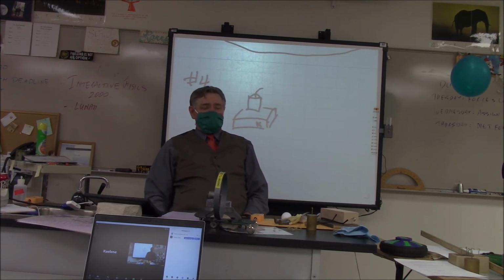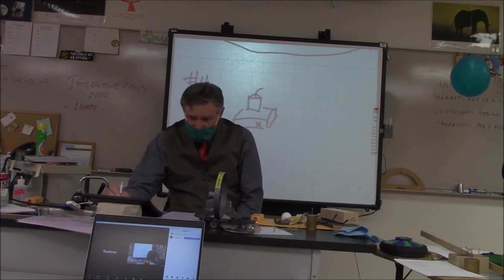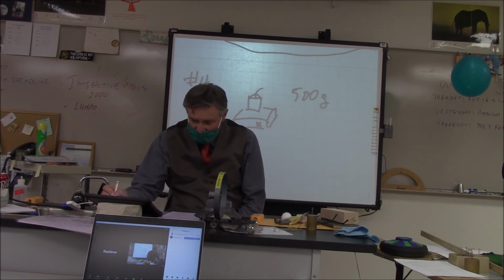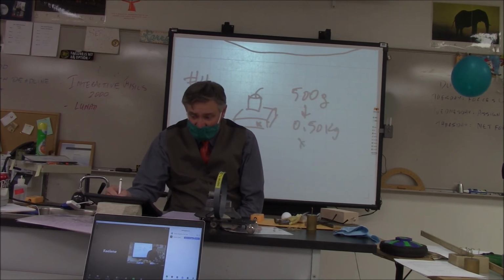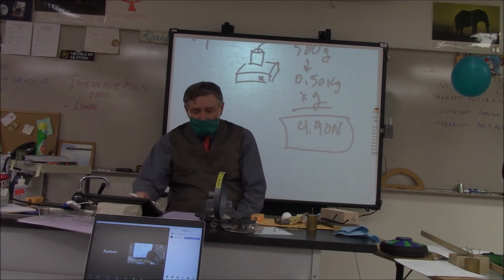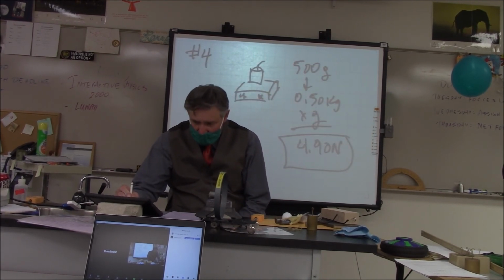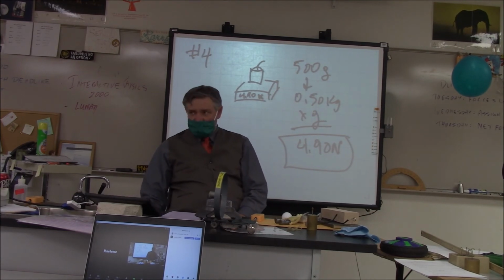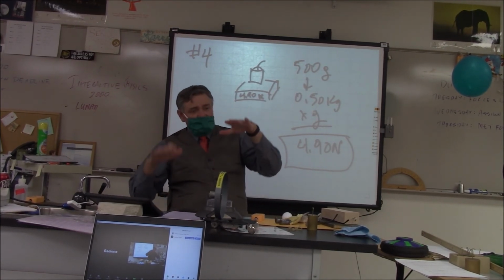Acceleration caused by gravity is negative 9.8. And the mass is going to be 500 grams, but we need to change that into kilograms. So is it 5 kilograms? Oh, no, 0.5 kilograms. Let's go with 0.5, divide by 1,000, multiply that by g, I get 4.90 newtons. Okay? So the reading on the scale should be 4.90 newtons.